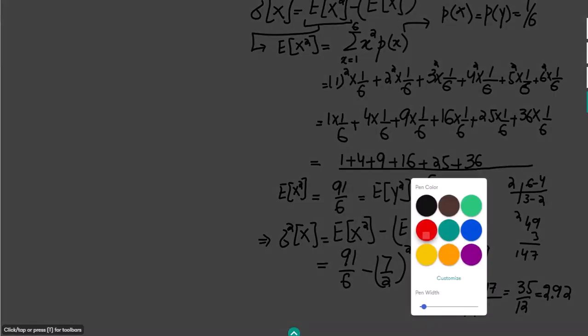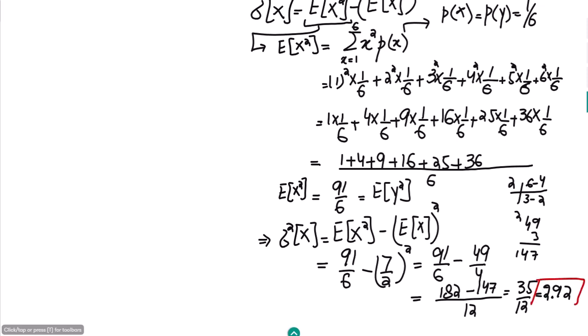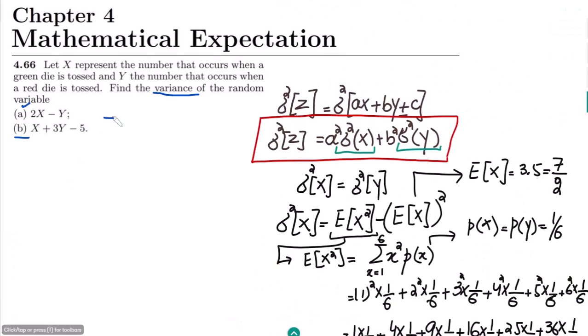2.92, and this is what? This is the variance for X, and also this is the variance for Y as well. Okay, so we have found out the value of the variance. Let me move upside and solve our question. So now we have found out the variance for X. This is 2.92, and variance for Y, because both are equivalent, it is 2.92.